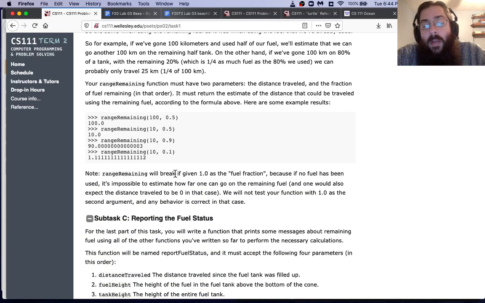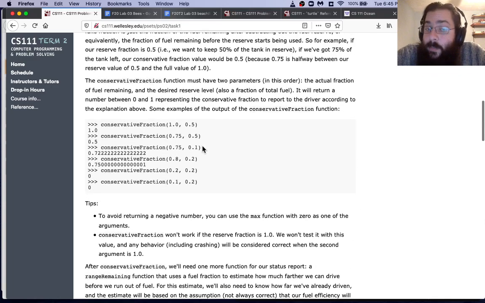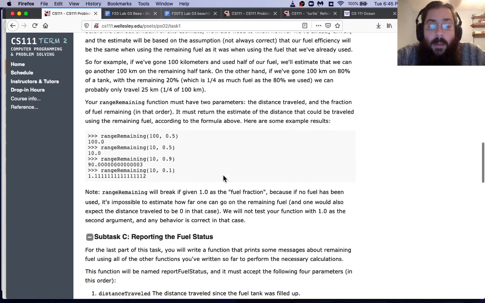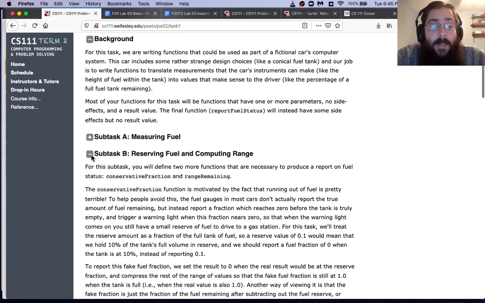We have another note here that it'll break if you give it 1.0 as the fuel fraction, right? Because if no fuel has been used, presumably we haven't gone anywhere, but it doesn't make sense to calculate how far we can go. And again, it's fine if your function does whatever in that case. You don't have to worry about that case. So once you have defined the conservative fraction and range remaining functions, you're ready to put everything that we've done together into the final subtask. So that was subtask B.